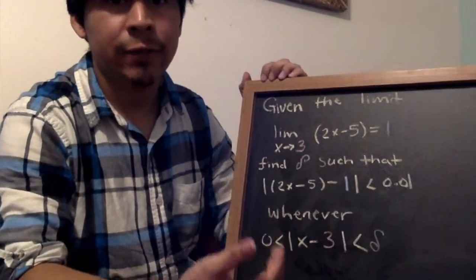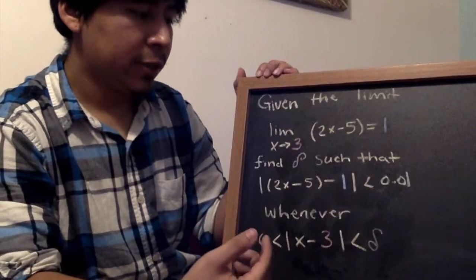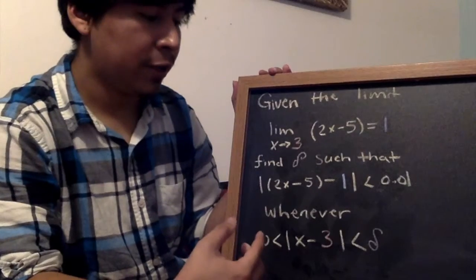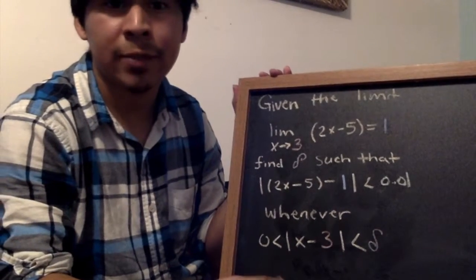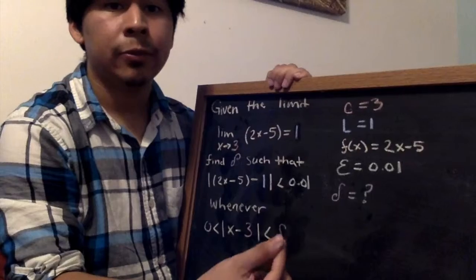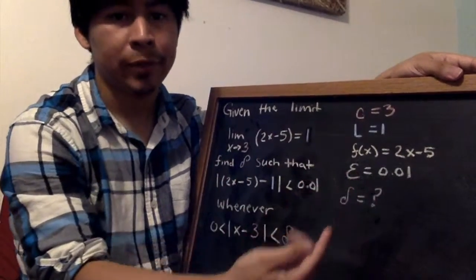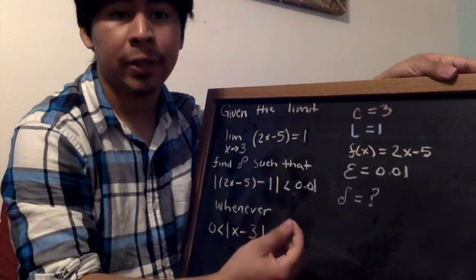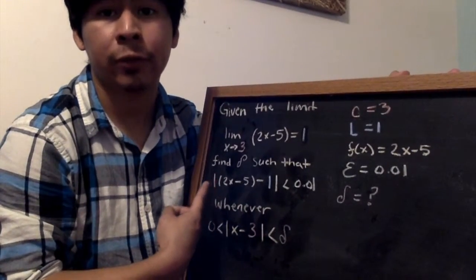What we're going to be doing now is going over some examples to give you a better understanding of what that all actually means. So here's our first example. It says, given the limit as x approaches 3 of 2x minus 5 is equal to 1, find a delta such that the absolute value of 2x minus 5 minus 1 is less than 0.01 whenever 0 is less than the absolute value of x minus 3 is less than our delta. It's a good thing to start with noting what variables you do have. Here we can notice that our x approaches some c, our c being 3. Our L is 1. Our f of x is 2x minus 5, our epsilon is 0.01, and our delta is still unknown. That is what we're going to be looking for.